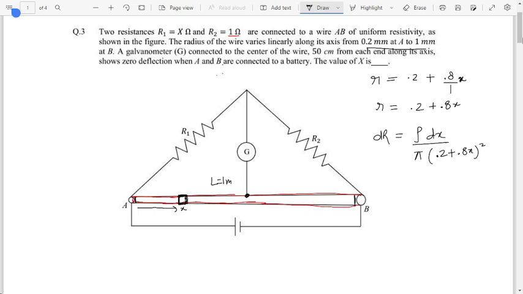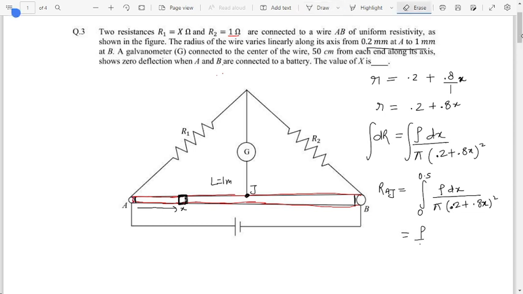Okay, so if you integrate this, let's call this point J. On integrating, you can find the resistance from A to J and from J to B. For R_AJ, we need to integrate this from 0 to 0.5: rho dx upon pi into (0.2 plus 0.8x) whole square, right? And so rho by pi anyway is going to get cancelled out.